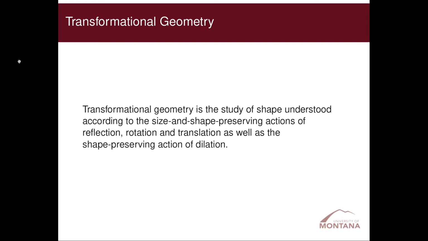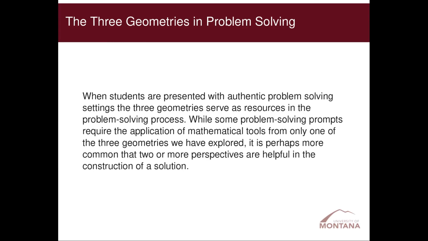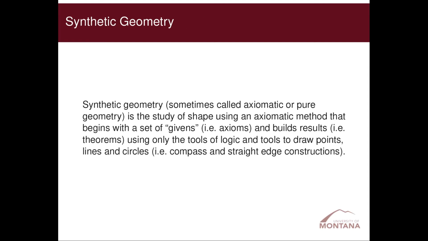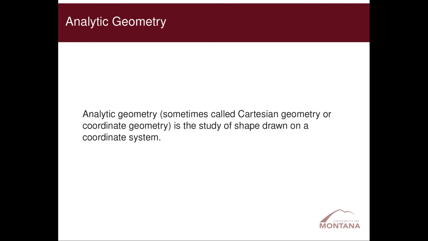So transformational geometry is the study of shape understood according to the size and shape-preserving actions of reflection, rotation, and translation, as well as the shape-preserving action of dilation. So this would be this idea of symmetries being studied and looking at the isometric transformations, reflection, rotation, translation, and the non-isometric transformation, the one that changes size, which we call dilation. Oh, did I miss one? Oh, sorry, I did miss one.